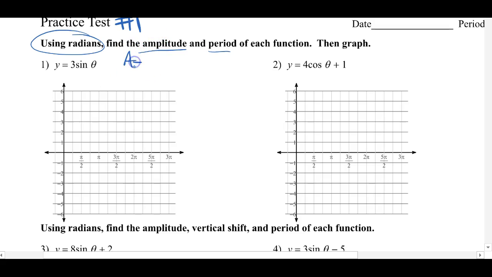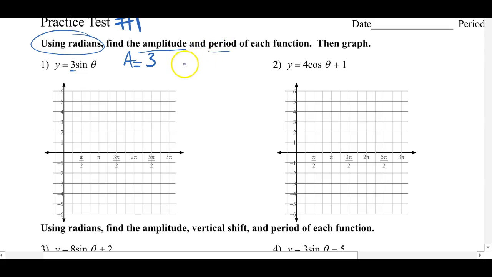I'm going to call that A. And you simply find that from looking at the first number in front of your function, which is 3. So the amplitude is 3. So that means that when you graph it, when you start in the center of the graph, the top and the bottom will be 3 units away.